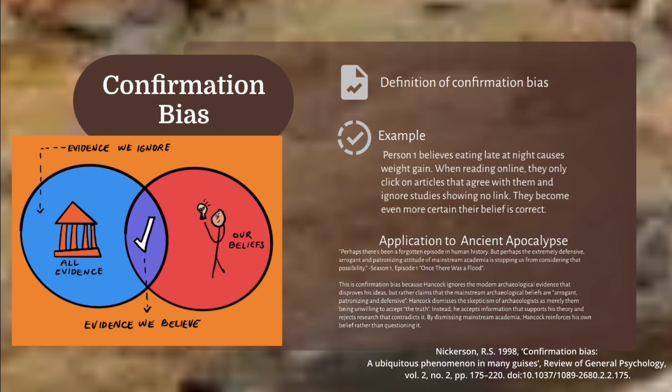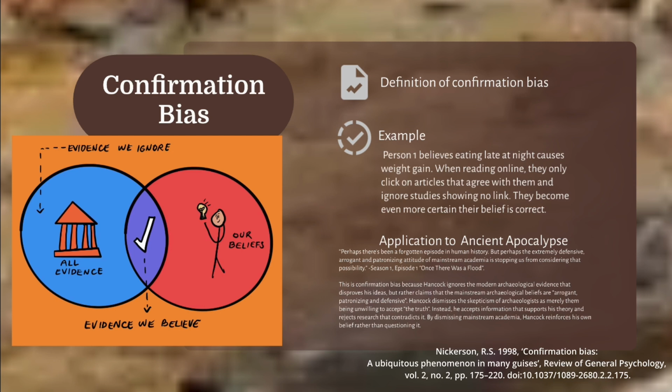Application to Ancient Apocalypse. Hancock says, "Perhaps there's been a forgotten episode in human history, but perhaps the extremely defensive, arrogant, and patronizing attitude of mainstream academia is stopping us from considering that possibility." This is an example of confirmation bias, because Hancock ignores the modern archaeological evidence that disproves his ideas, but rather claims that the mainstream archaeological beliefs are arrogant, patronizing, and defensive.